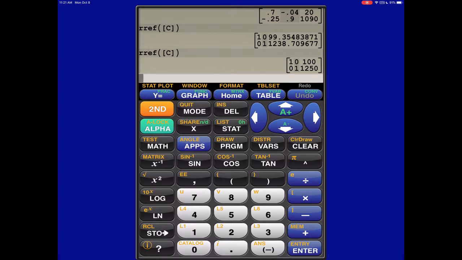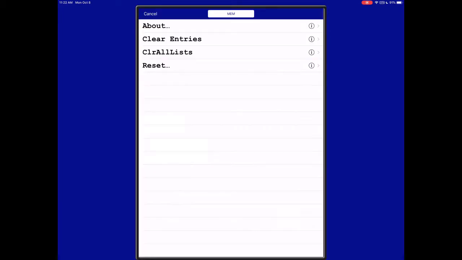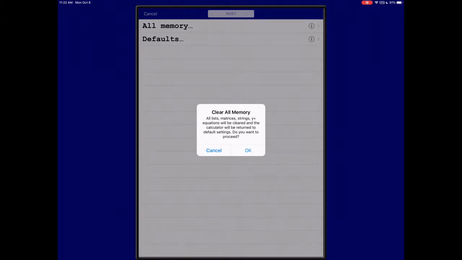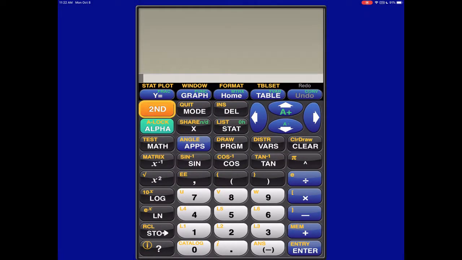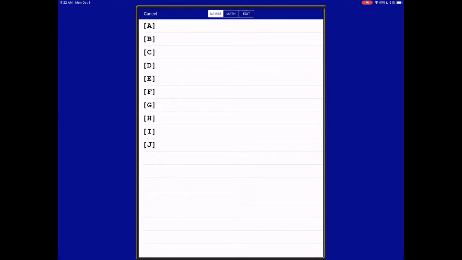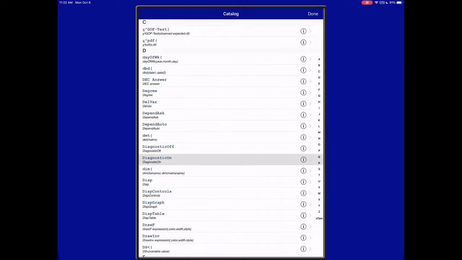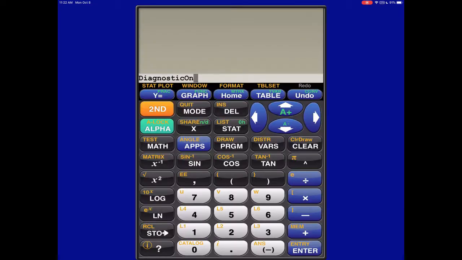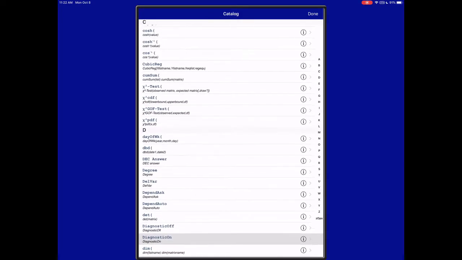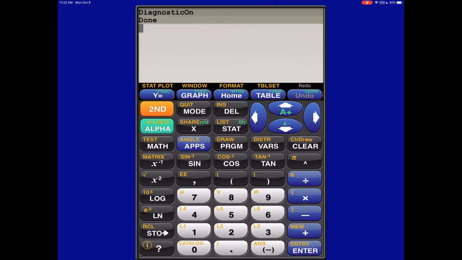All right, now I'm going to show you how to clear out your memory. And what you're going to have to do is do second memory, reset all memory, and hit, do you want to proceed? Yes. And that's the only way that I have found to clear out all the matrices. But when you do this, you then have to go back in and make sure that you turn your diagnostic back on. Because otherwise, if you have a regression question, it will not give you your R squared. Okay? So, as soon as you reset your memory and clear out your matrix, make sure you turn your diagnostic back on. So, second catalog, scroll down to diagnostic on and turn it back on. Okay?